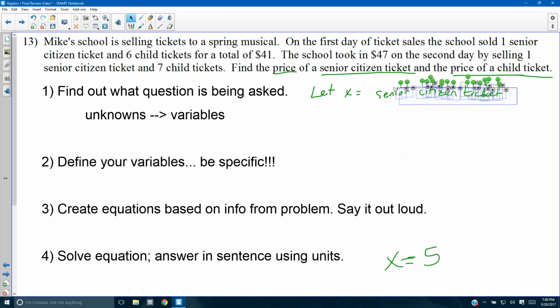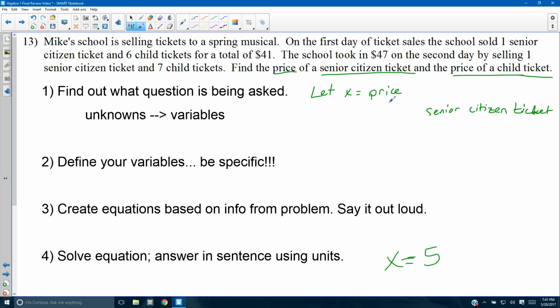So what I'm going to do is specifically state, and it's kind of in the question itself, the price of the senior citizen ticket. And the unit even is dollars. You could say number of dollars of senior citizen ticket. Okay, I'll let X equal price of senior citizen ticket. I'll let Y equal price of child ticket. And that too will be in dollars. That's being specific. That might not seem like a big deal to you. It depends on how good you are at setting up equations. If you know how to set up the equations, then maybe it isn't as big of a deal. It depends on what's being asked of you from your test maker, from your test grader. Create equations based on info from problems. Say it out loud. I guess not during a final, but say it out loud in your head.